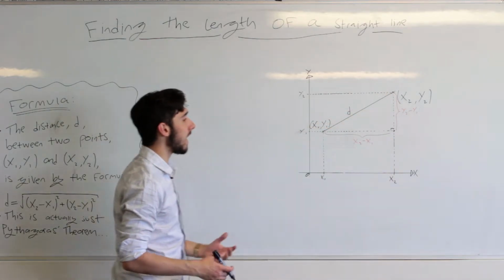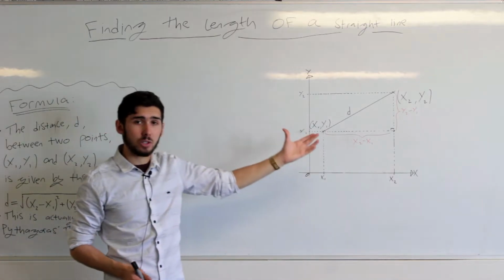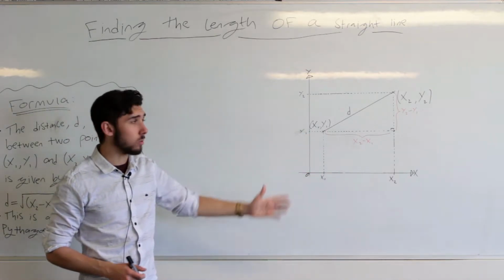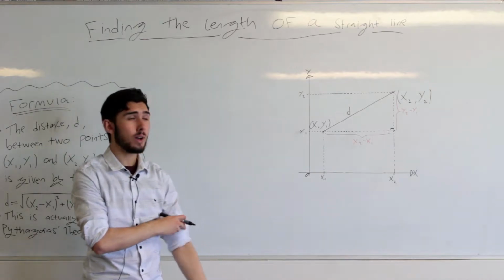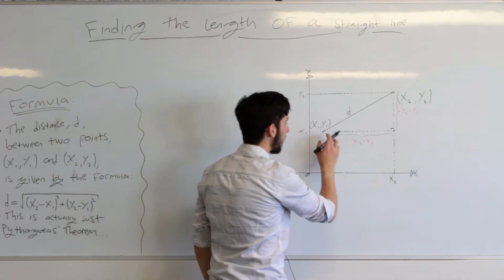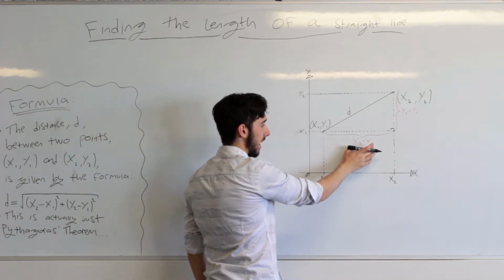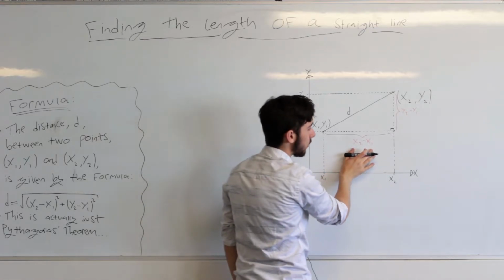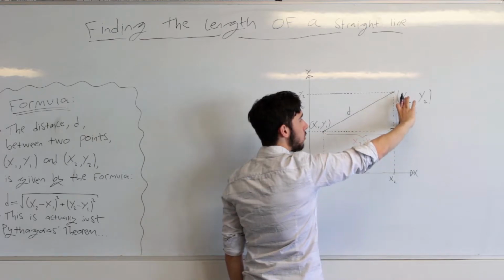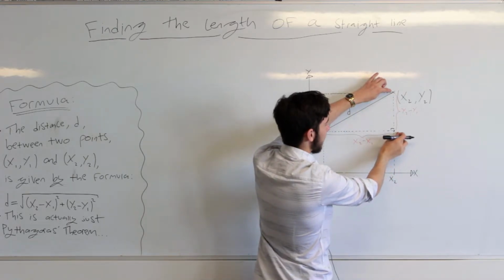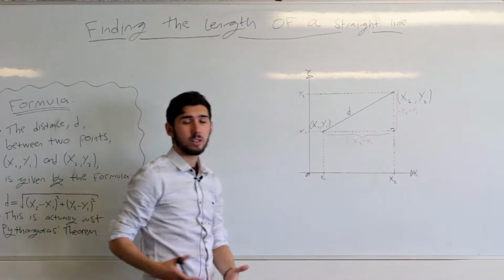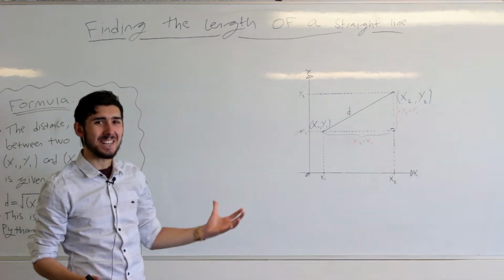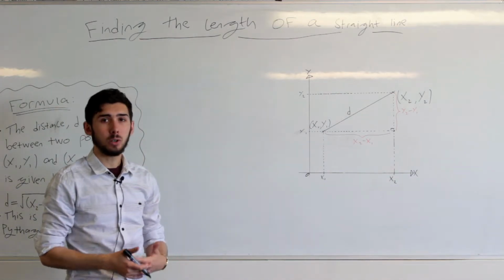Okay? And now you'll notice we have ourselves a right angle triangle, don't we? The right angle triangle is, of course, the triangle with one side, x2 minus x1. That's one side of the triangle. The other side of this triangle is y2 minus y1. It's this length here. And finally, the hypotenuse of the triangle is d. Okay? And d is what we're looking for.